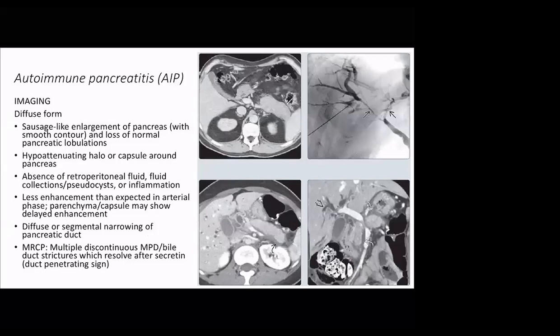The imaging finding of autoimmune pancreatitis عادة B2 types، the diffuse form والfocal form. The diffuse form يكون sausage-like enlargement of the pancreas as seen in the picture with the arrow, with smooth contour and loss of normal pancreatic lobulation. Hypoattenuating halo or capsule around the pancreas with absence of retroperitoneal fluid collections, pseudocyst, or inflammation. Less enhancement than expected in the arterial phase, while parenchymal capsule may show delayed enhancement. Diffuse or segmental narrowing of the pancreatic duct with MRCP, multiple discontinuity of the main pancreatic duct and the bile duct structure, which resolve after secretin. اللي نسميه duct penetrating sign.